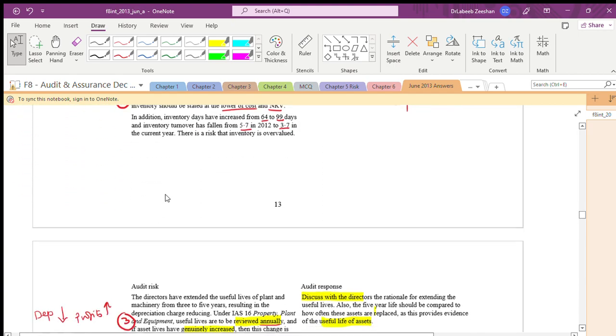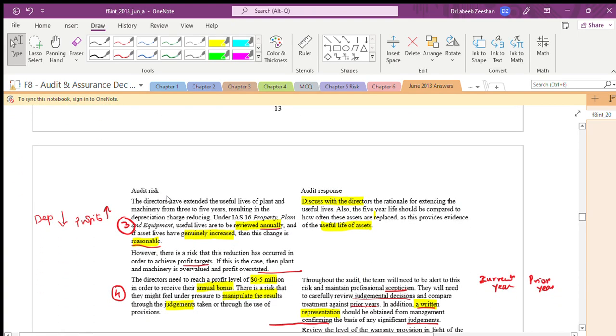Third one, property and plant. They extended the life of the asset. It has to be reviewed on an annual basis. It should not be done on a judgmental basis. You have to discuss with the management the rationale behind extending the useful life, and you have to compare with other assets. Is it done in isolation for one asset, or for all the assets?